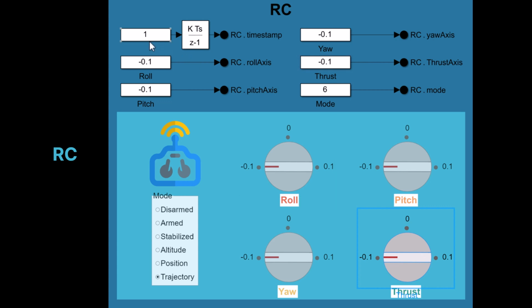Sliders or knobs are used to simulate stick commands for roll, pitch, yaw, and thrust. A manual timestamp modifier is used to emulate RC signal loss. By modifying the update time or introducing a timeout, the system can detect the absence of RC signals, triggering fail-safe actions such as return to home or safe landing.